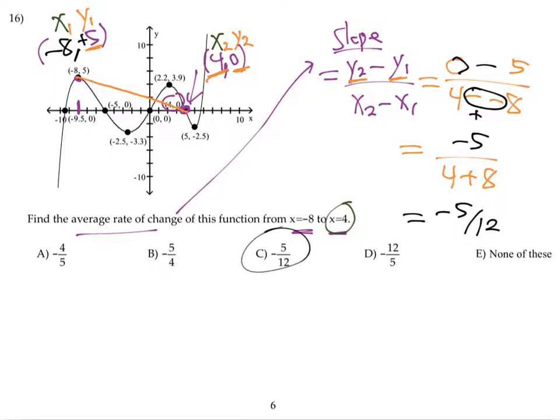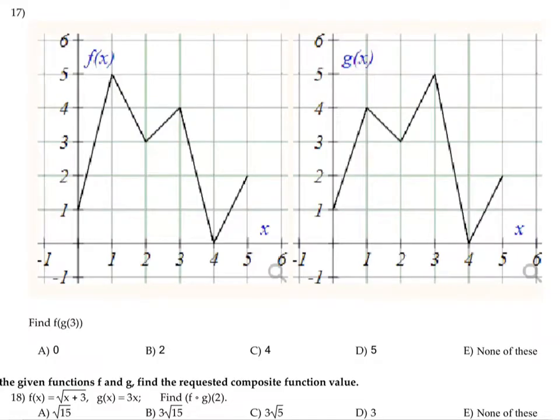Oh, there it is. It's hard to see those little minus signs, huh? -5/12. There it is. We did these last time. Remember these ones? Where you're plugging into one graph and then into the other? Remember this kind of stuff? So they're asking us to figure out f of g of 3 here.